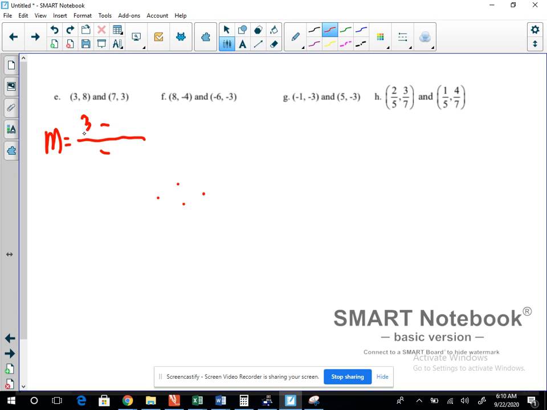So this one, 3 subtract 8. I started with this 3. Remember, it's always the y's. And then 7 minus 3. This one should get us negative 5 over 4. That's it. That's our slope. We're done.